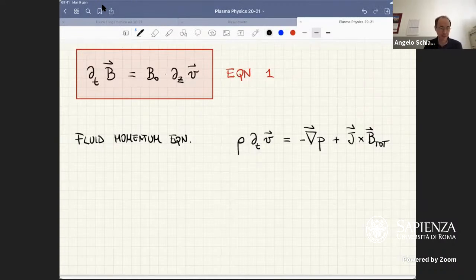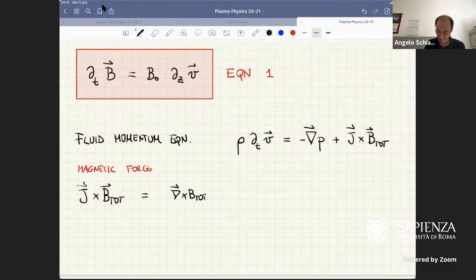Let's recall what is the magnetic force. So this term here, J cross B, which is called the magnetic force, is equal to, okay, we can plug directly using Ampere's law J. So J is equal to the curl of B divided by mu naught, cross B. See, what we used here is Ampere's law.